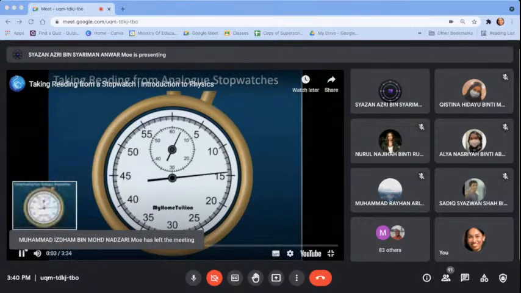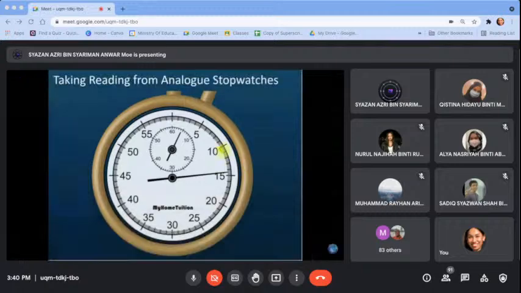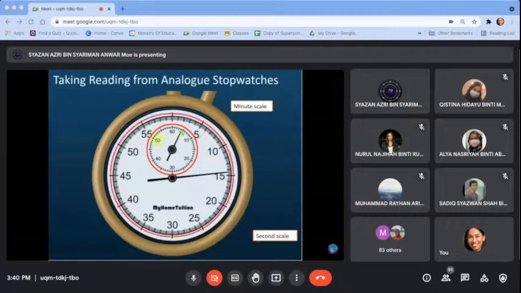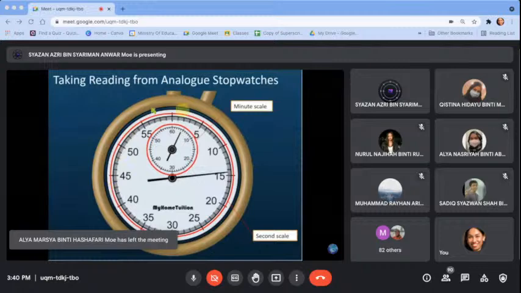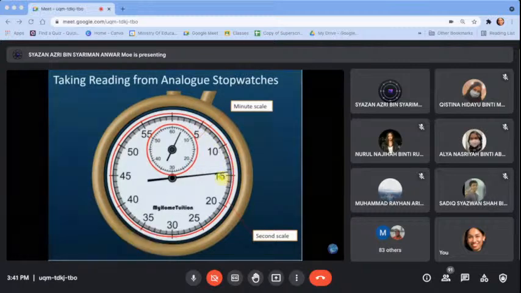This is the analog stopwatch. There are two scales. Okay, the one in the middle here is called the minute scale. Each one is 1 minute. Okay, and then we have a big circle here. This is called the second scale. Okay, this is for you to measure seconds. 5 seconds, 10 seconds, 15 seconds, right? Okay, so we have a minute scale and a second scale.